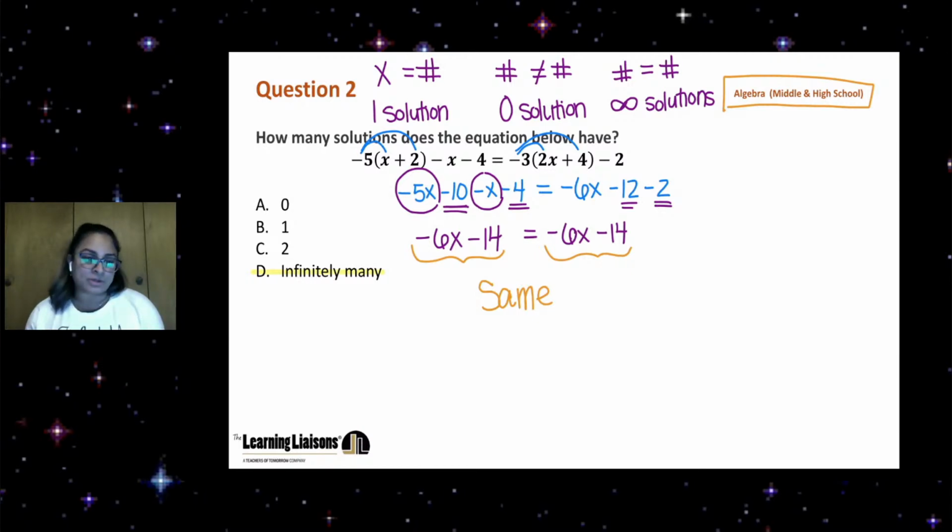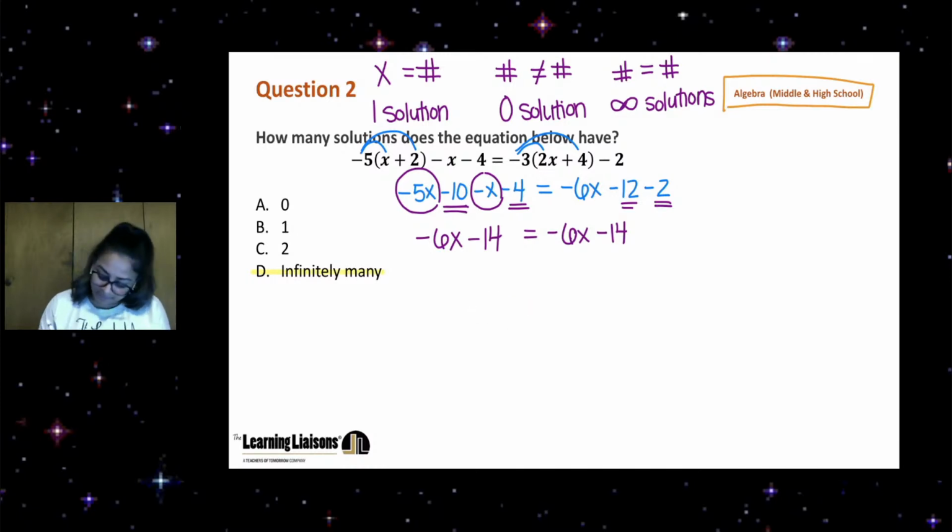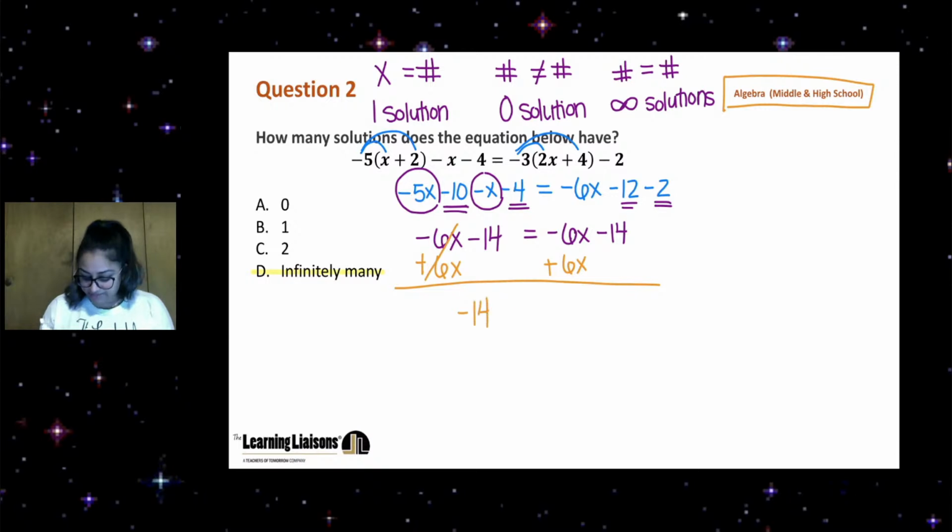So now you're probably staring at me going, well, I thought you said that if it was a number and another number, then it was infinitely many, as long as both of them are exactly the same. So what will happen if I decide to move the negative 6x to the other side? Let's keep working. So let's go ahead and add the 6x. We're going to move it from the left to the right. All right, so now I'm moving it, and I'll have negative 14 is equal to, oh, look at that, negative 14, which is a number equal to the same number.